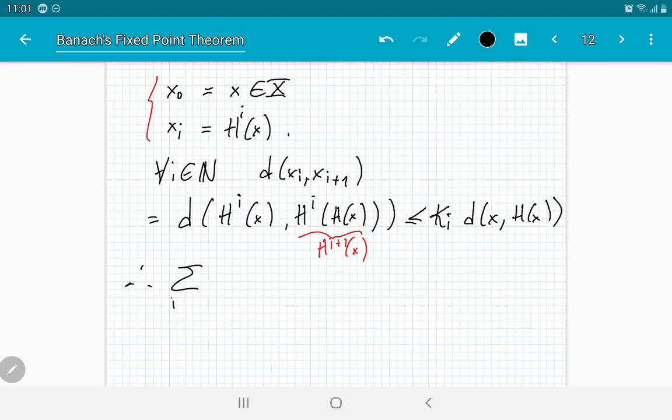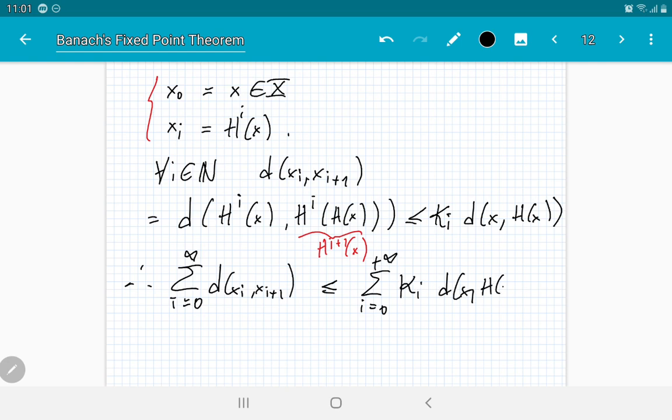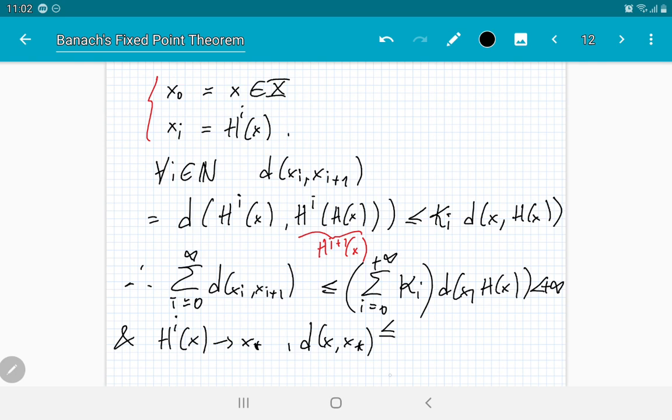Conclusion: the sum of the distances between x i and x i plus 1 is at most the sum of kappa i times d of x and h of x, and because I have d of x, h of x as a common term, I have this thing. The assumption is that the sum of the Lipschitz constants is finite, so this is a finite number as well. And I've discovered that x sub i, which is h^i of x, converges to x star, and that the distance between x and x star, using the stuff in the previous slide, is less than or equal to this.